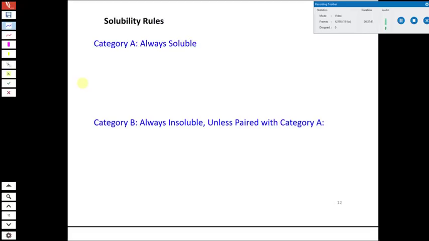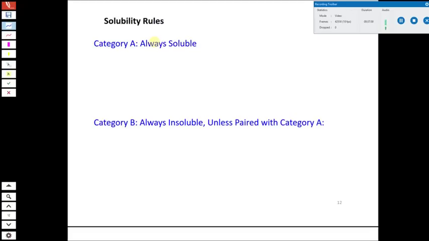So this rule here, category A, the always soluble category, that's going to reign supreme. So if you ever see one of those ions, you automatically know that the species is soluble and won't form a precipitate, and then you don't have to think about what the other ion is. So we're going to think about these in categories of rules that I think makes it a little bit easier to remember.